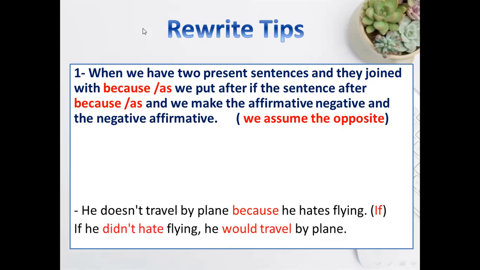So the sentence after because comes after if. So if he didn't hate flying, and the second sentence, he doesn't travel, I will make it would plus the infinitive, but I will make it affirmative. Okay.